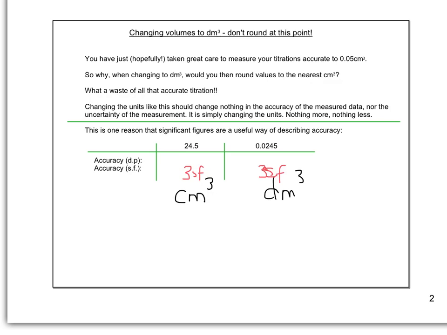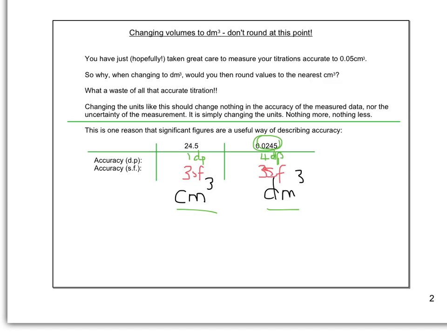Now, in decimal places, 24.5 has 1 decimal place. 0.0245 has 1, 2, 3, 4 decimal places. Now it seems that when I measure in decimal places, I've changed the accuracy of my values when I change the units that I'm measuring in. But in fact, I'm just maintaining the same accuracy, so this one is still measured to 0.1 centimeters cubed, it's just expressed in decimeters cubed.